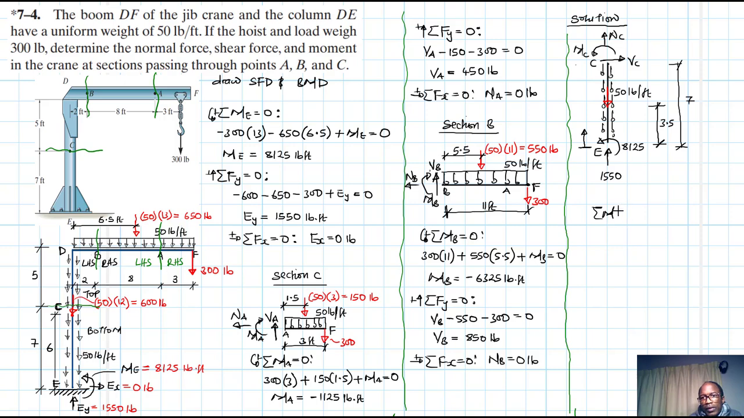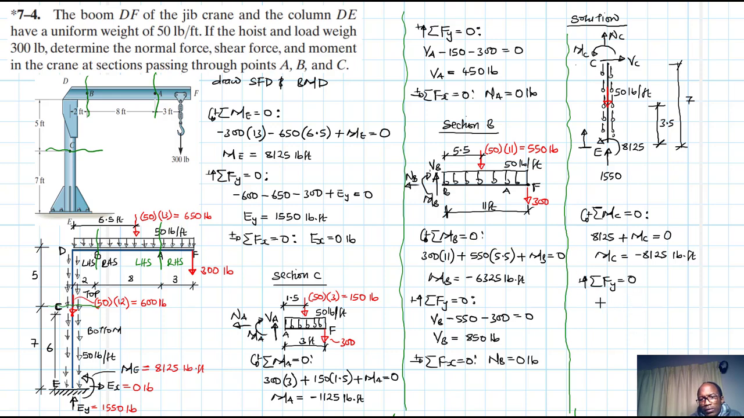Summation of moments about point C equal to 0, and clockwise being our reference. What do we have? We have 8125 plus MC equal to 0. Therefore, MC is just going to be equal to minus 8125 pounds feet.